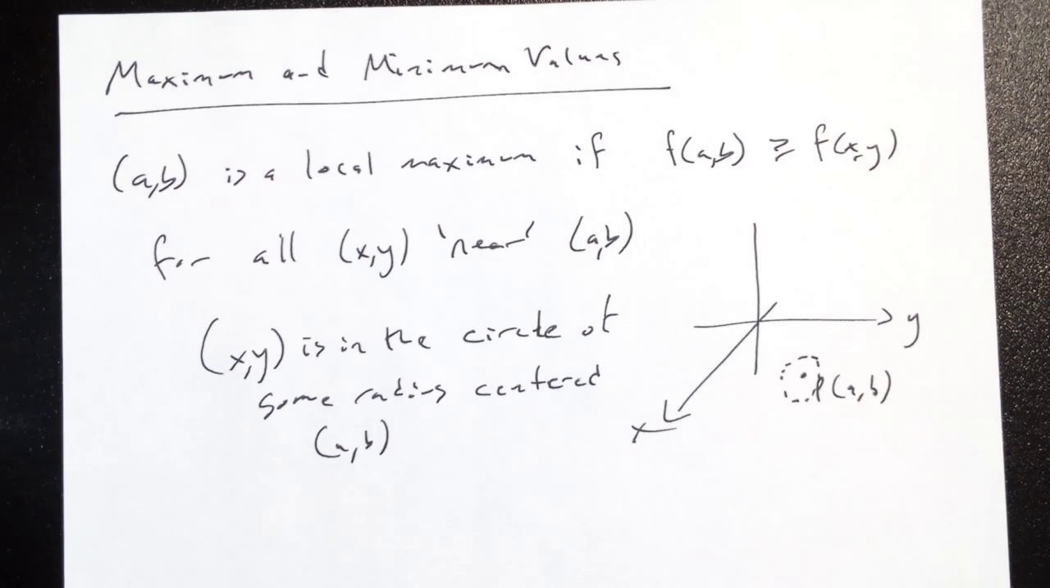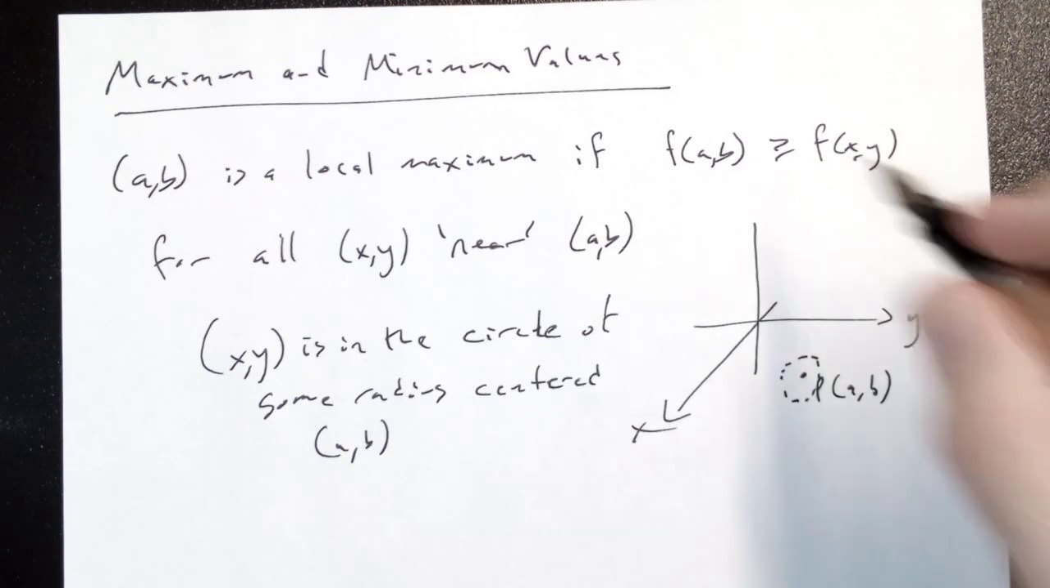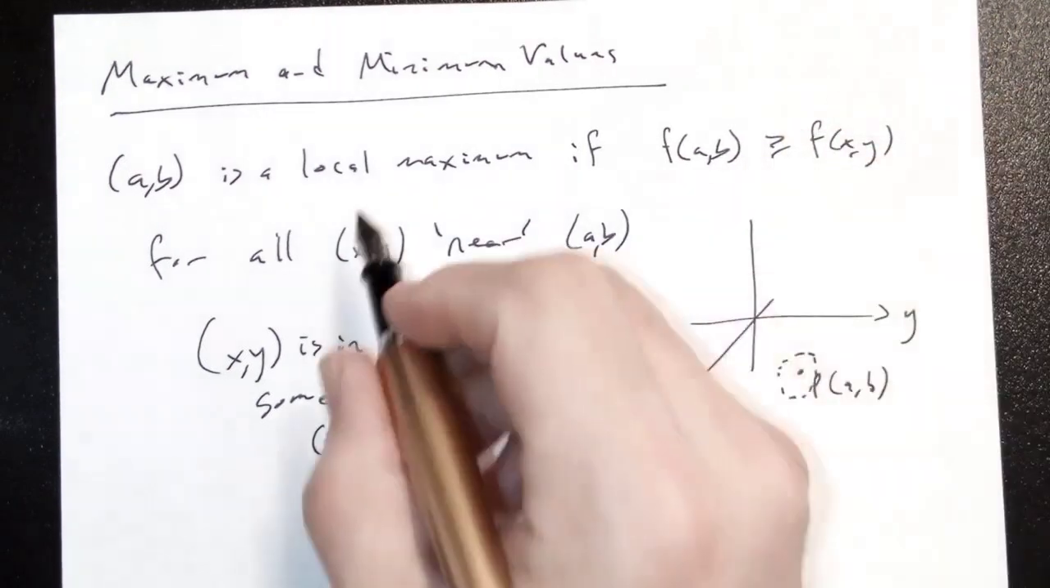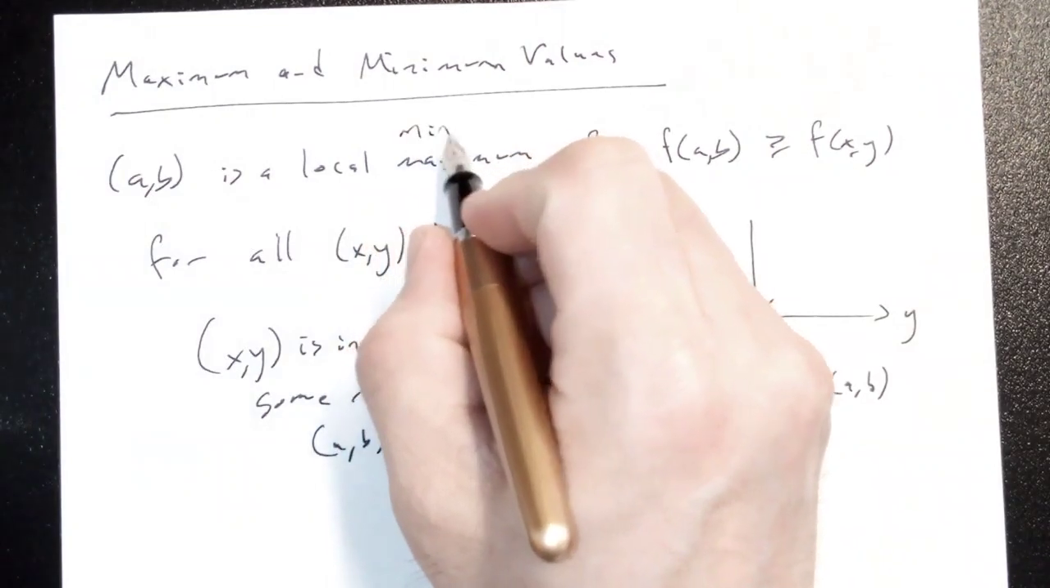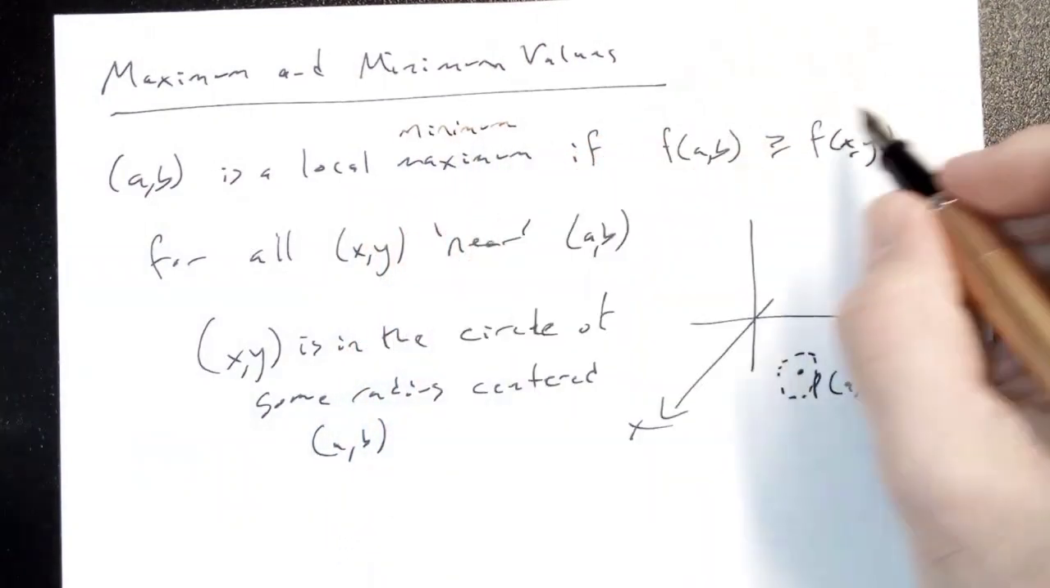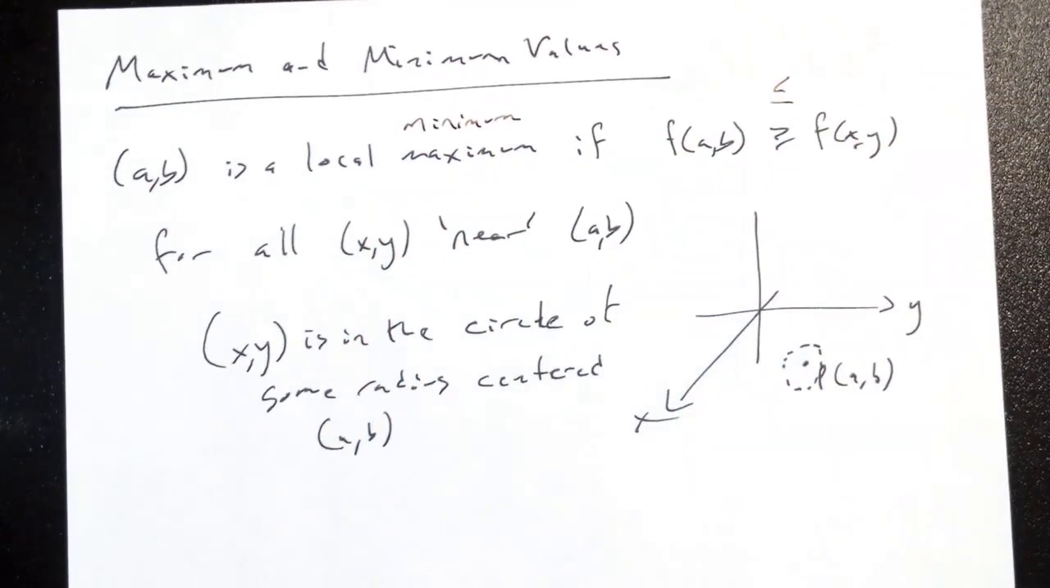How does this change if I want a local minimum? Right, so the only thing that happens differently is here. If I replace this word maximum with the word minimum, then I replace this inequality with this inequality. And I turn the hat over.